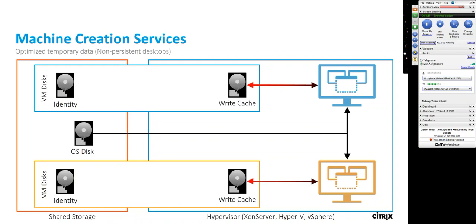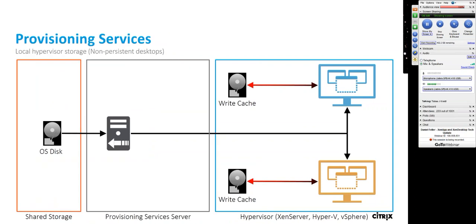So hopefully we're not overloading our shared storage. And again, PVS, look at the PVS architecture, can do the same thing. This is something for PVS we've been recommending for years: put your write cache on the local storage of your hypervisor, because it's temporary data, it's stuff we're going to get rid of when the machine reboots.